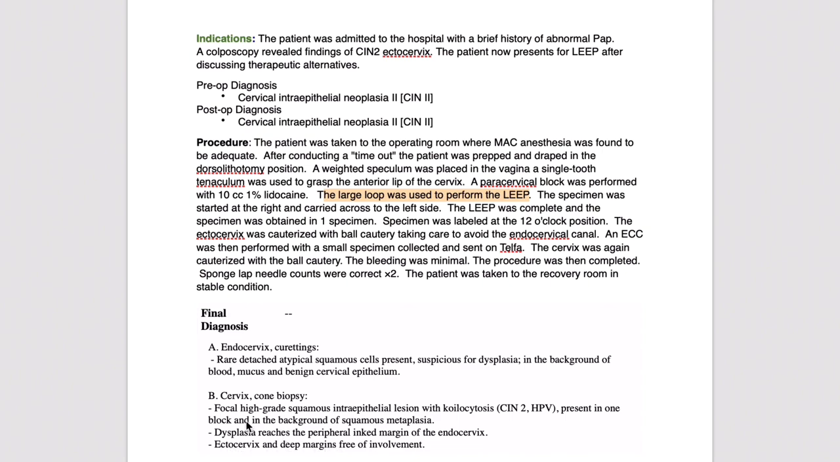involvement. So we're not going to worry about this section here because it just says that it's free of any involvement. Dysplasia reaches the peripheral inked margin. And if I were to go to dysplasia or squamous metaplasia, it tells me to go to dysplasia. So for this first ICD-10 code, actually let's do CPT first. Let's look up our large loop LEEP procedure.